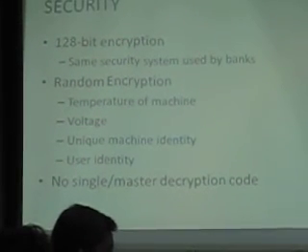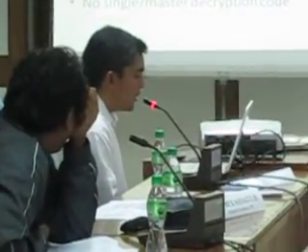There's also random encryption where the temperature, machine voltage, unique machine identity, and user identity are also utilized. There is no single master encryption code. Each precinct has its own particular code. The time needed to decrypt one precinct result will be the same amount of time needed to decrypt the next precinct result. There are people who say that you can hack into one precinct, but that's just one precinct. If you want to hack into another precinct, you have to do the whole process again.